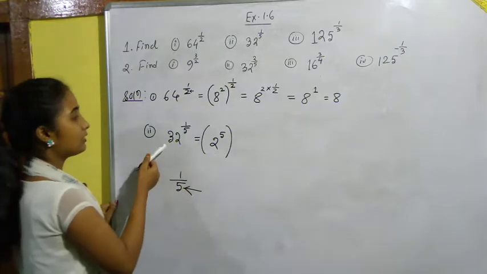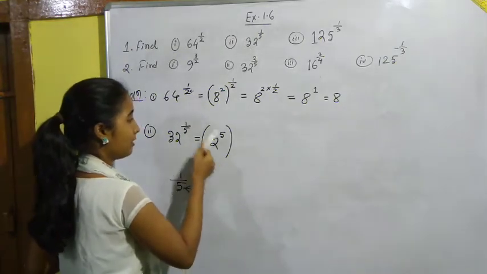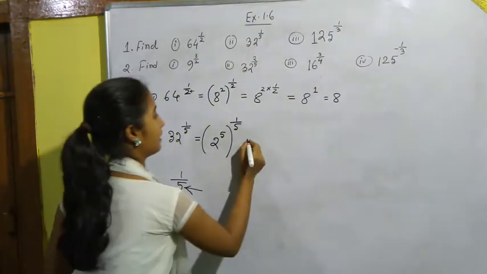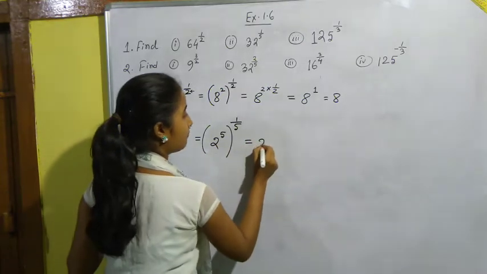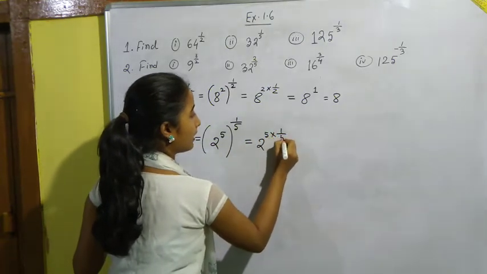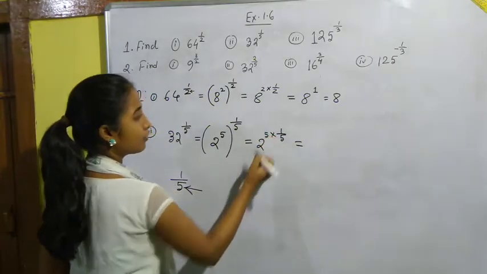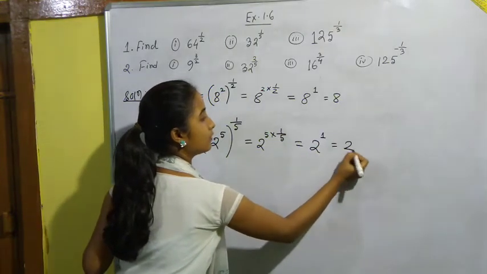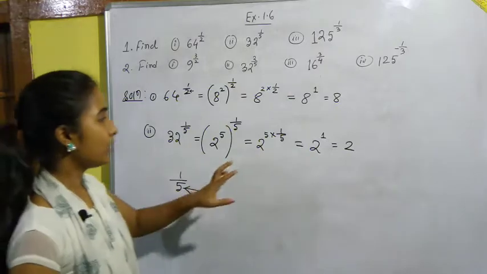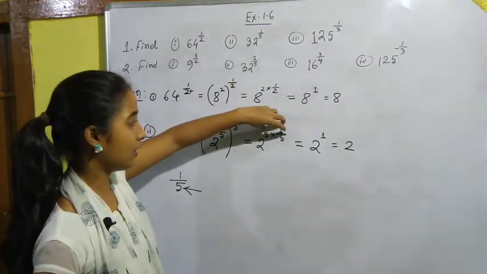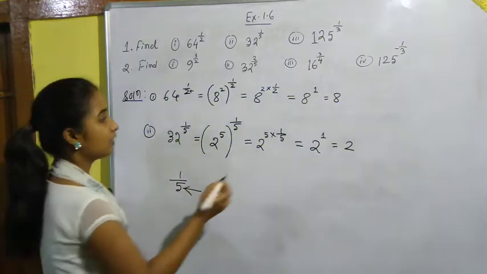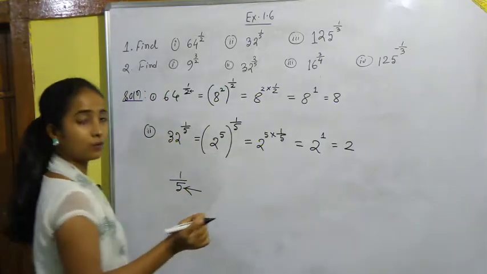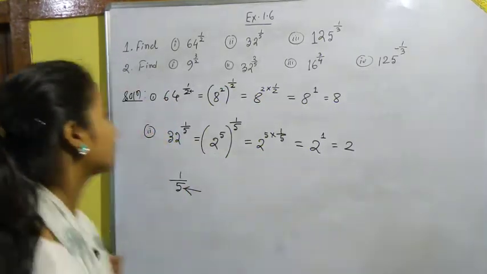Therefore, we are writing 32 in the form of 2 to the power 5, and the exponent is 1 by 5. Now, 2 to the power 5 into 1 by 5. 5 and 5 will be cancelled out. The answer will be 2 to the power 1, that means 2. See, we are calculating the numbers only in the exponential form. That means in this calculation part, we don't focus on the base. We only focus on the exponents. Okay.